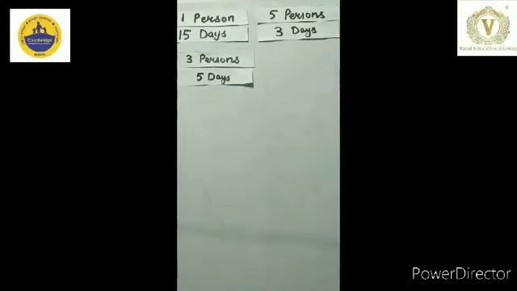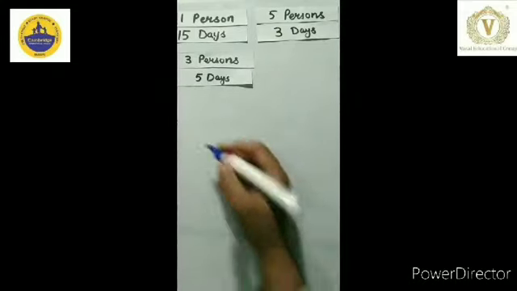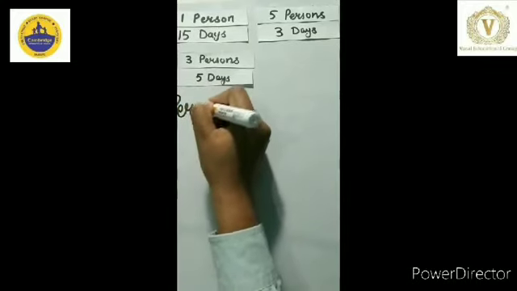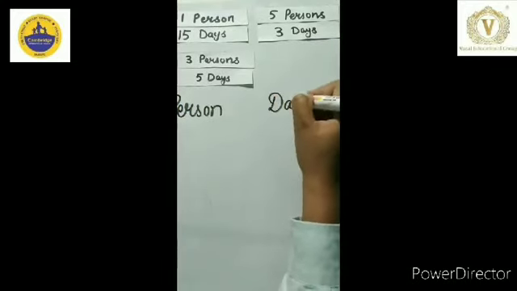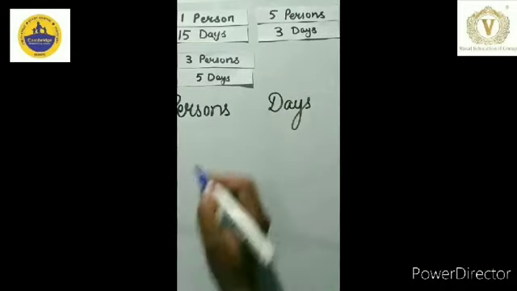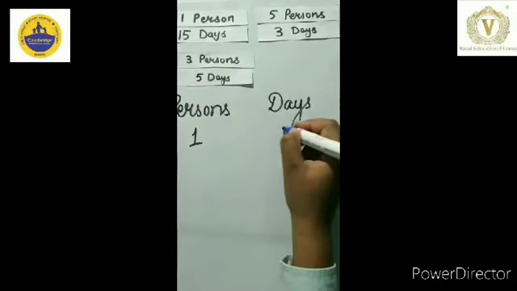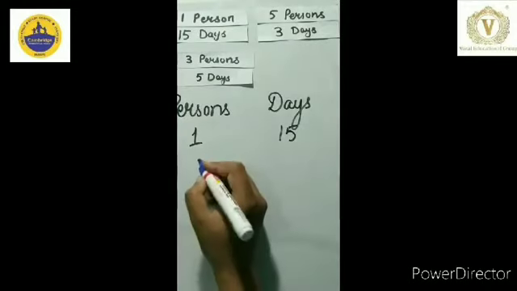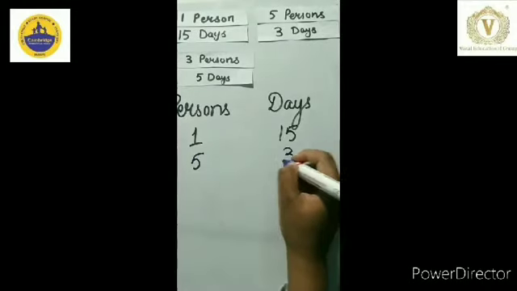Now let's get back to our previous problem and try to understand it mathematically. So what we have observed in that example is that if only one person is there, then the food will last for 15 days. If 5 persons are there, then the food will last for 3 days. And if 3 persons were there, then the food will last for 5 days. So the two quantities that we have here are the number of persons and days. Okay, so if there is only one person, the food will last for 15 days. If there are 5 persons, then the food will last for 3 days.